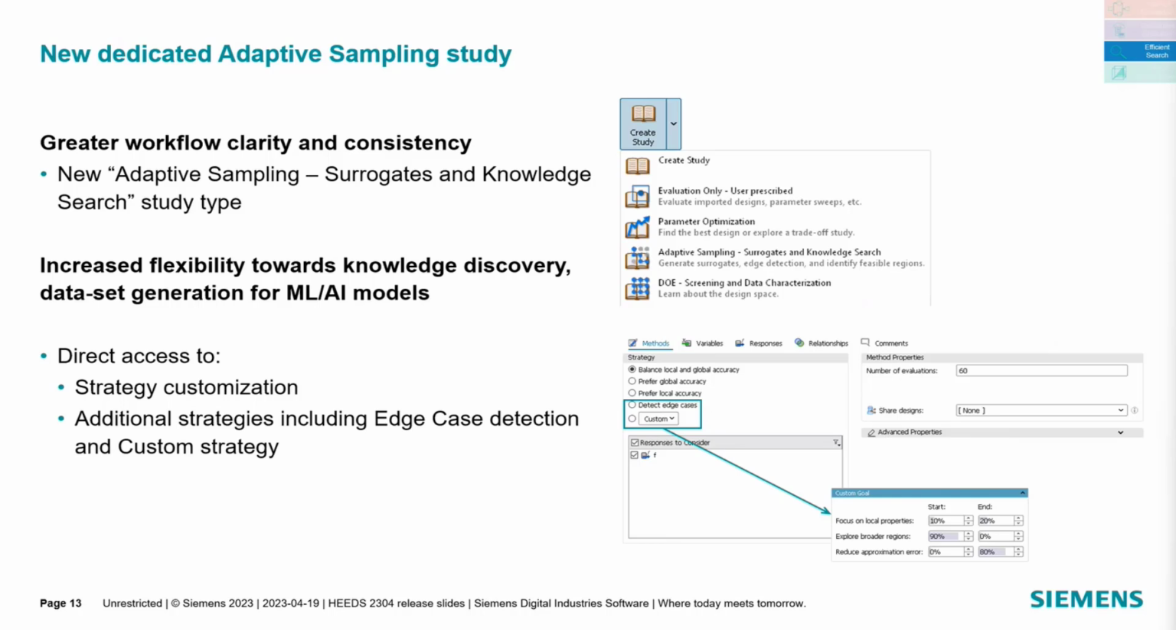So the workflow that has been changed is that you'll now see adaptive sampling listed directly below parameter optimization, and it's essentially surrogates and knowledge search. And this is giving you a lot of flexibility towards generating design data sets, which you can then use in downstream processes that are related to machine learning or AI-based modeling. And that's really important where we're seeing a lot of our market go towards these days.